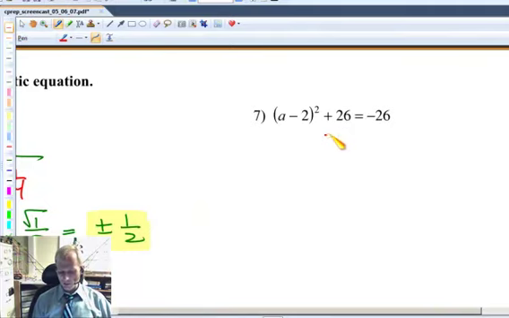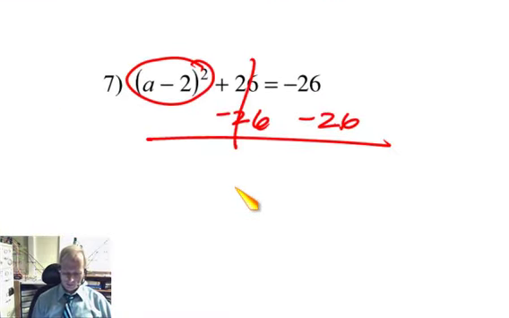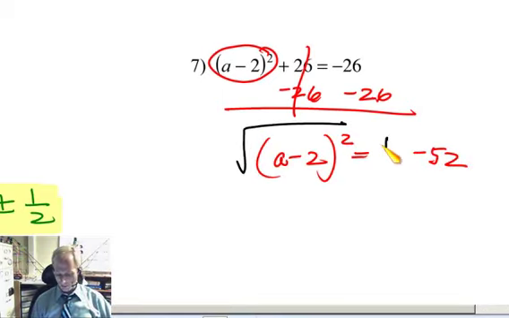Okay, in the next one I'm also going to solve by taking square roots. So the first thing I need to do, this time, is isolate the squared term by itself. So let me go ahead and do that. And I get that. Alright, now I'm ready to take the square root of both sides of the equation.